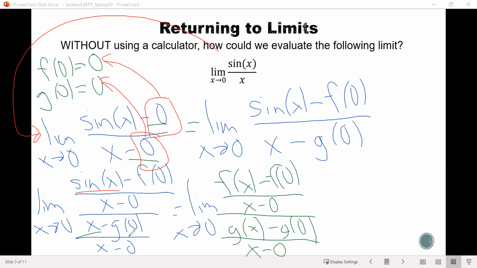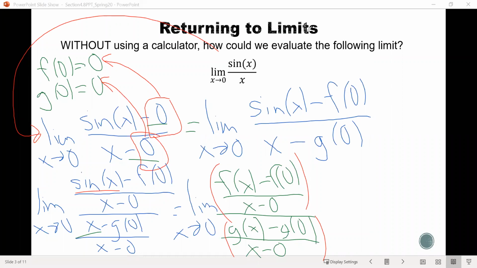And from there, now, what can we do? So recall that when you have a limit of a fraction, you can break that into the limit of the top over the limit of the bottom. So we can do the limit as x approaches 0 of f of x minus f of 0 over x minus 0. We can do that over the limit as x approaches 0 of g of x minus g of 0 over x minus 0.